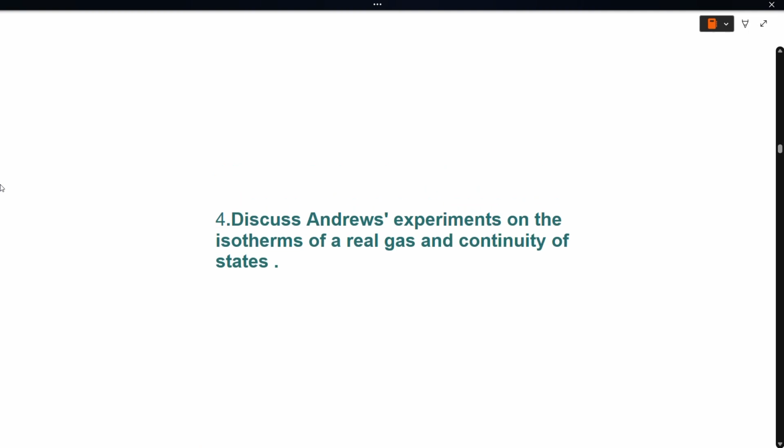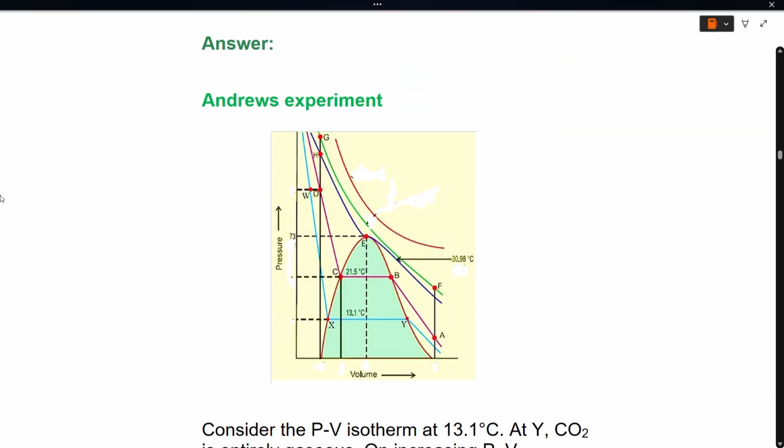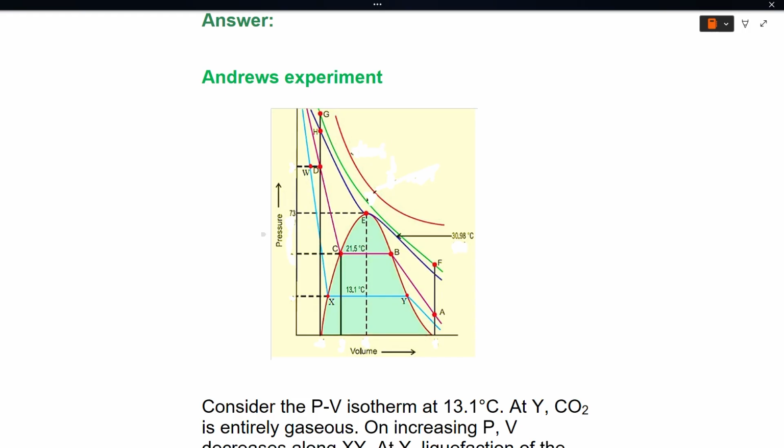Discuss Andrews' experiments on the isotherm of real gas and continuity of states. Okay, we will move on to the answer. Andrews' experiment on pressure-volume isotherms. Isotherm means each plot will be at a constant temperature.